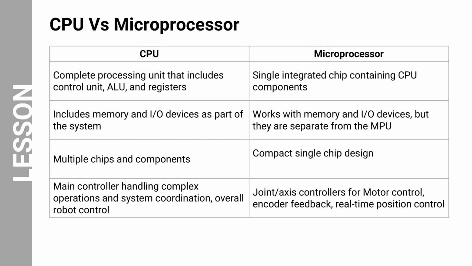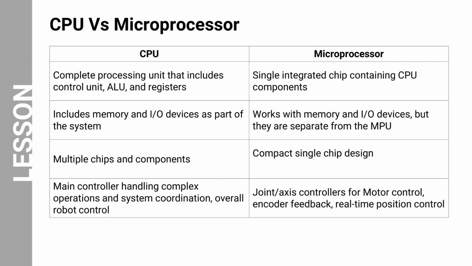an entire robot's movements. On the flip side, a microprocessor takes those same CPU parts but squeezes them onto a single integrated chip. While it still works with memory and input-output devices, these stay separate from the microprocessor itself. They're not built in. This compact design makes microprocessors perfect for specific tasks, like controlling individual robot joints, handling motor control, or managing encoder feedback in real time. You can think of it like this.